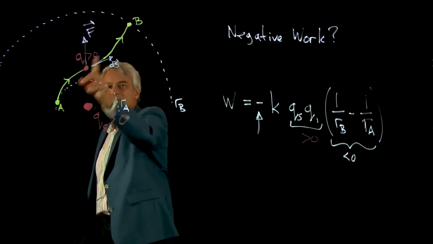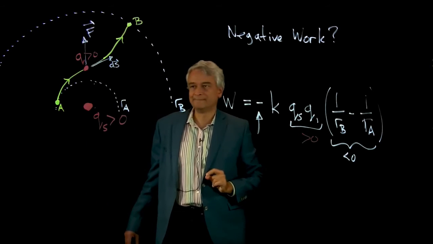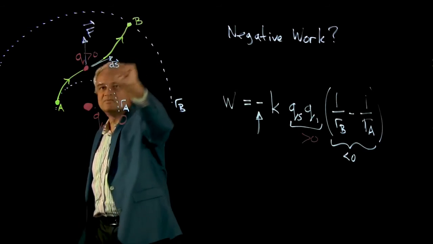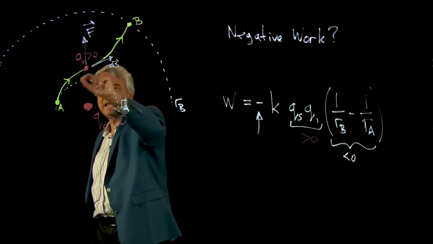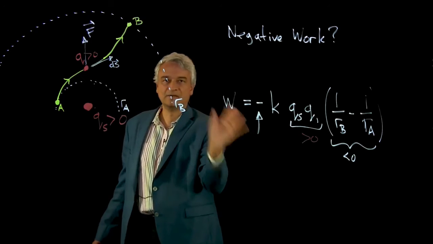So when the electric field does negative work, a freely moving particle is losing kinetic energy. When the electric field is doing positive work, a freely moving particle is gaining kinetic energy. And that's the other way of thinking about the sign of W.